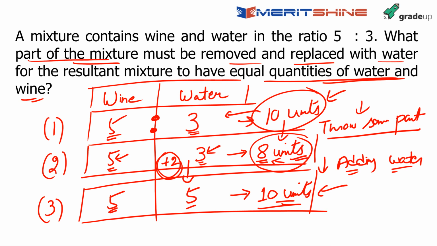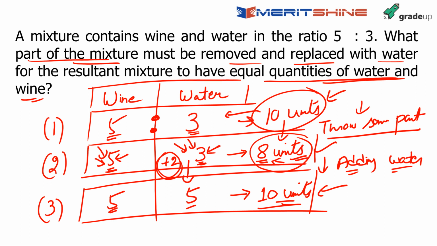Just look at it like this. You throw 2 parts out of it. From this 10 units, you throw 2 units out. So the remaining is 8 units now. Of these 8 units, the ratio would still remain the same because the composition would not change. So it would still be 5:3. Now since this is 8 units, with 5 and 3, there are no decimals here. This would be 5 units of wine and 3 units of water.